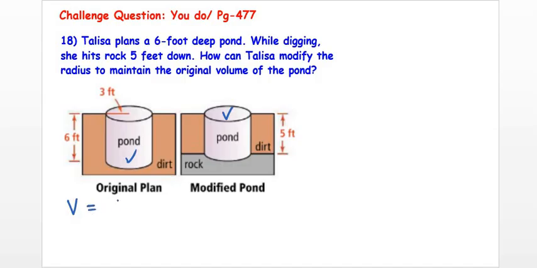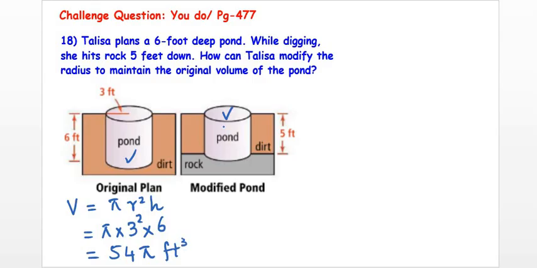So volume will be equal to pi r squared h. So what is pi times what is the radius? It's 3, so it will be 3 squared, and what is the height? It's 6. So 3 3s are 9, 9 times 6 will be 54 pi. Let's keep it as pi. Okay, and the unit will be cubic feet. Now, this is all step 1. So let's go to step 2, in which we will find the volume for the second pond.